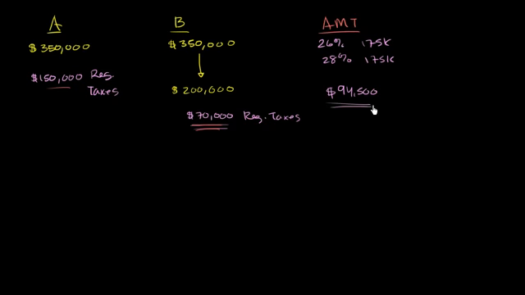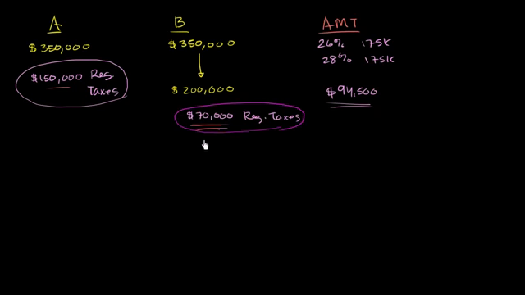So person A will calculate his AMT. He gets $94,500. He's like, well, my regular taxes are $150,000, so I pay the higher of the two. He pays his regular taxes. This is just done to make sure that his AMT isn't higher. Person B, on the other hand, his regular taxes, after all of his deductions, came out to $70,000. So he has to pay the AMT because the AMT is higher than his regular taxes. So this is what he pays.